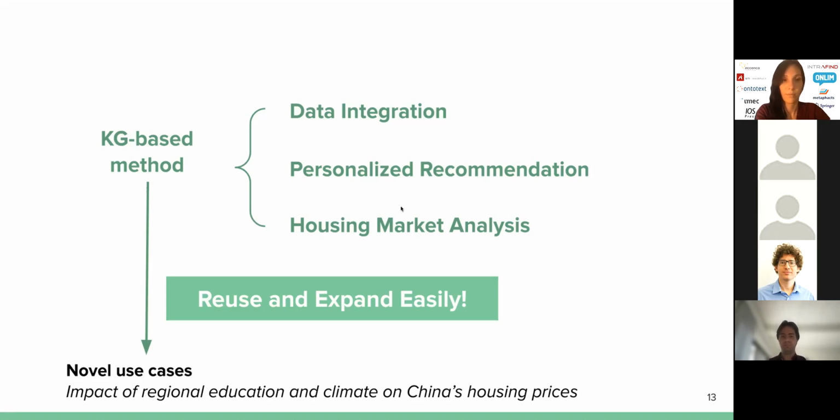And the other thing that we looked into is housing market analysis over space and time with respect to different factors. We believe that this could be reused and expanded easily. For example, one novel use case would be the impact of regional education and climate on China's housing prices.